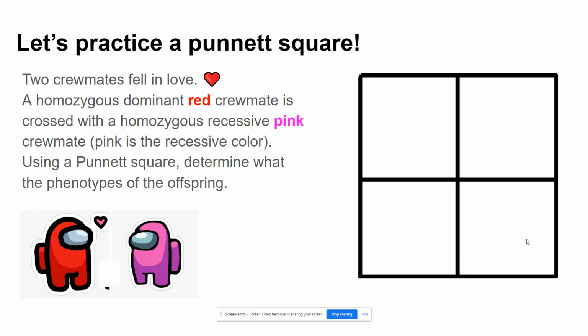Remember, in order to create a Punnett square, you need to create a box and divide it into 4 equal squares. Looking at this scenario, we have two crewmates that fell in love, a red and a pink. It says that the homozygous dominant red crewmate is crossed with a homozygous recessive pink crewmate. Again, pink is the recessive color. Using the Punnett square, determine the phenotypes of the offspring.